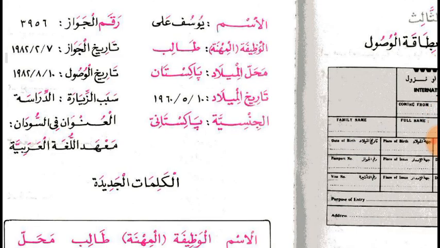Al-Unwan, does it mean subject? Address. Address in the Sudan? Yes. Okay, sir. Mahad al-Lughat al-Arabiyya. The education. Sir, just give me a moment. Arabic education? Institute of Arabic Language. Yes.